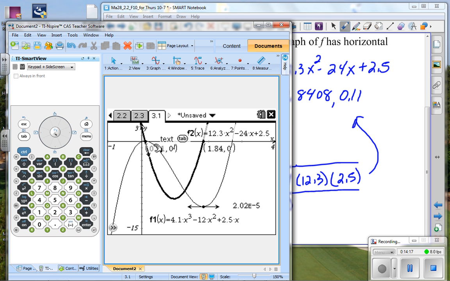Okay, that's it for this section, and there's one more section we're going to discuss on this day, and that is section 2.3.